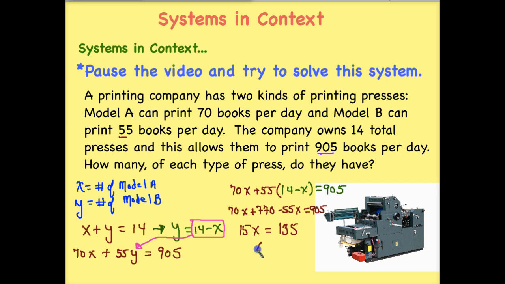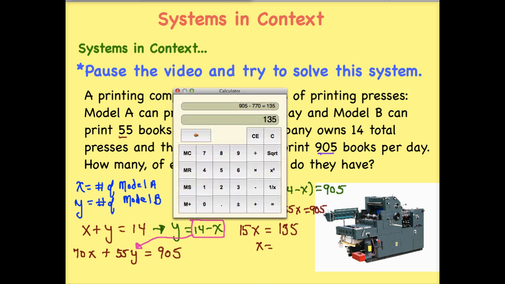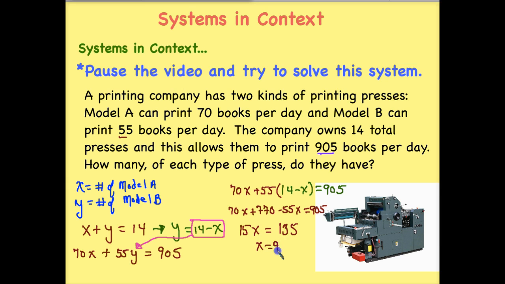Finally, to solve for X, I can divide 135 by 15, and I get 9. But what does that 9 mean? Well, 9 is what X is, and X we said was the number of Model A's. So we have 9 Model A presses.